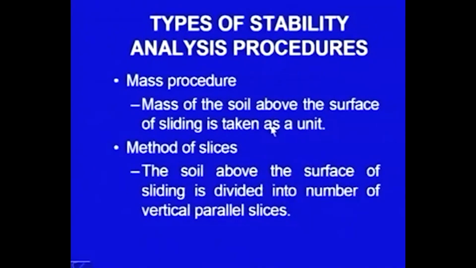Then we discussed the types of stability analysis procedures. The first category is of those methods where the mass of the soil above the surface of sliding is taken as a whole, as a unit. The entire body is considered as a free body and its equilibrium is considered for analysis. In the second method, which is called the method of slices, the mass is divided into a number of vertical parallel slices. So we had started discussions on the first method, the mass procedure.